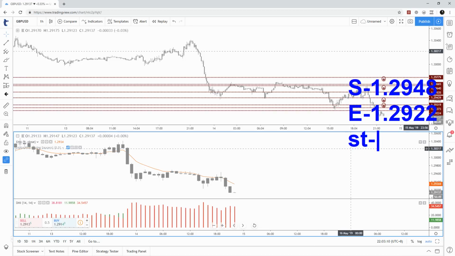Safety target located below, 26 pips below, so it would be 128, and that would be what, 96. So 128.96 would be your safety target, and your final target would be, as we just said before, 128.32. Okay, so this would be the trade.